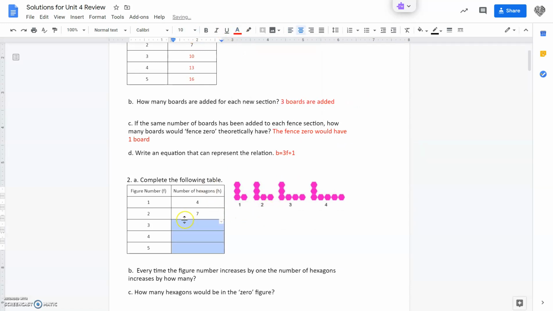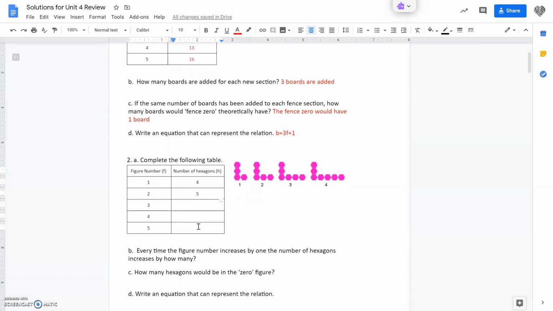We have a pattern here. And there is a mistake in this one. The first diagram has 4 hexagons. The second one only has 5, not 7 hexagons. So you can go ahead and fix that. The third one has 6 hexagons. The fourth one has 7 hexagons. And if we follow this pattern of adding 1 each time, the fifth one would have 8 hexagons.